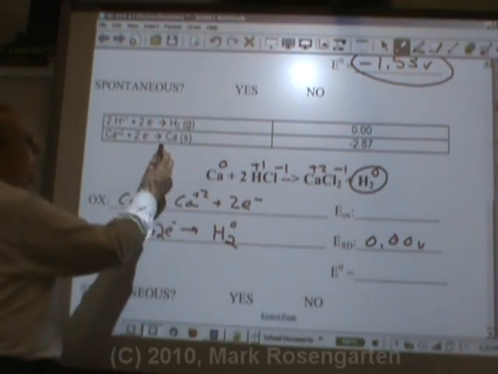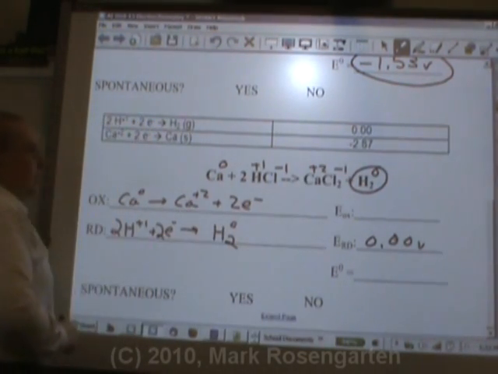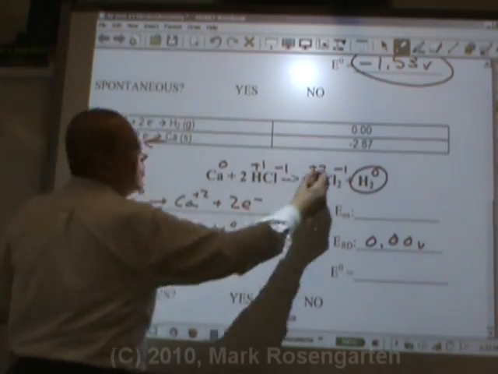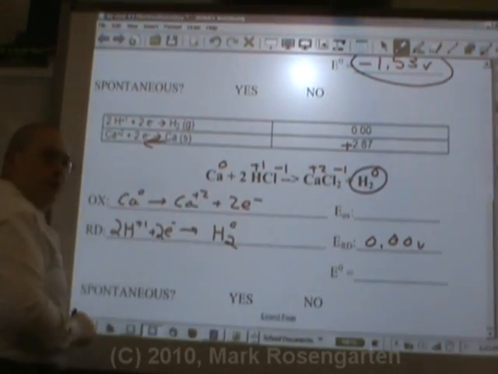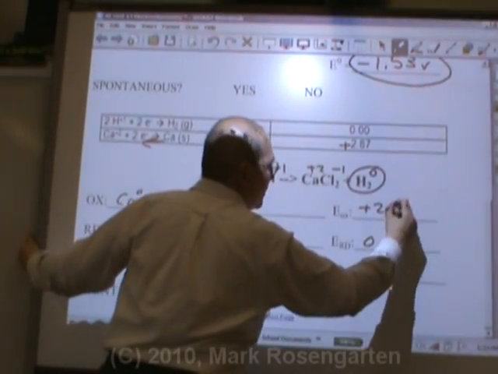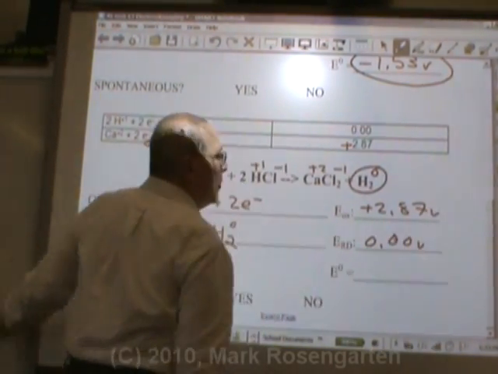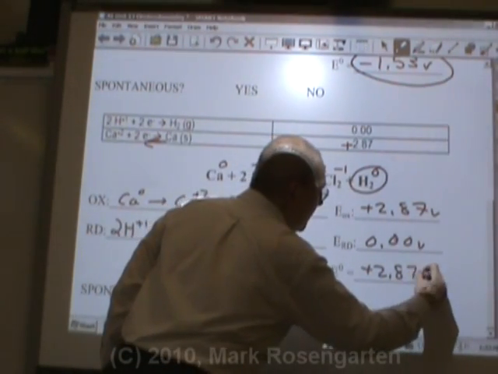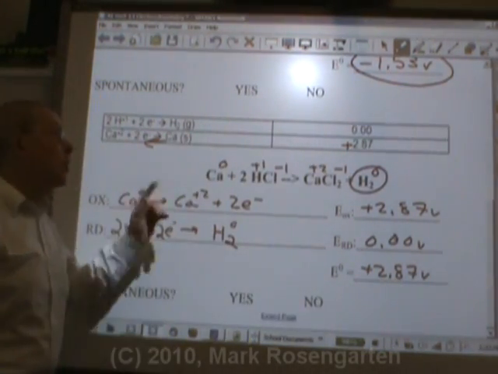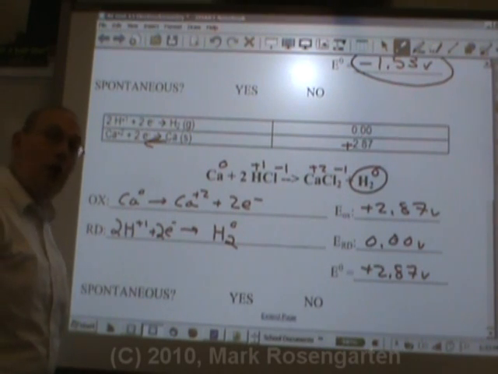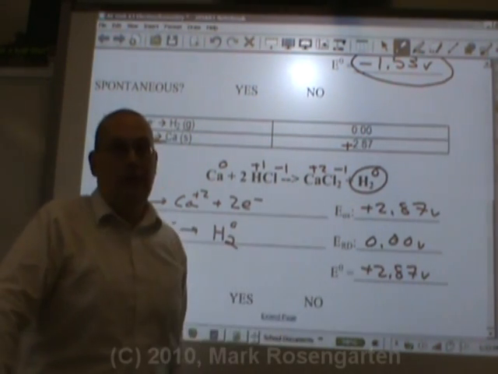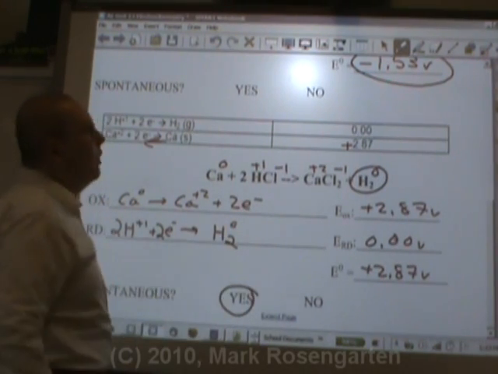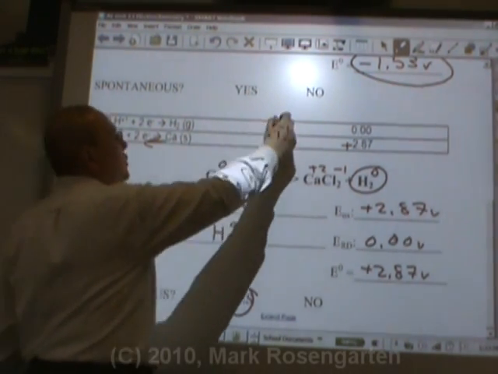Calcium has a reduction potential of negative 2.87. But this is oxidation, so we're going the other way. So we're going to reverse the sign to positive 2.87. When you add these two voltages together, you get positive 2.87 volts. So yeah, you could use this to produce electric current. It would give you almost 3 volts of electricity. So is this spontaneous? Yes. The one prior to that with a negative voltage?